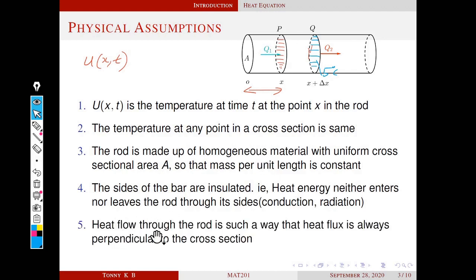The next assumption is that heat flows through the rod in such a way that the heat flux is always perpendicular to the cross section. That means this is one of the cross sections, and the heat flux is always perpendicular to this cross section throughout the rod.